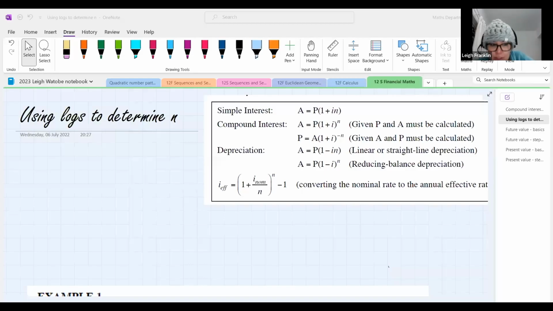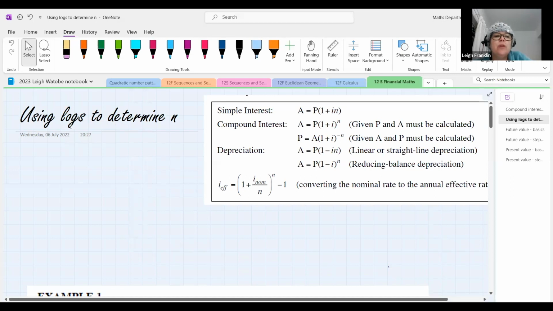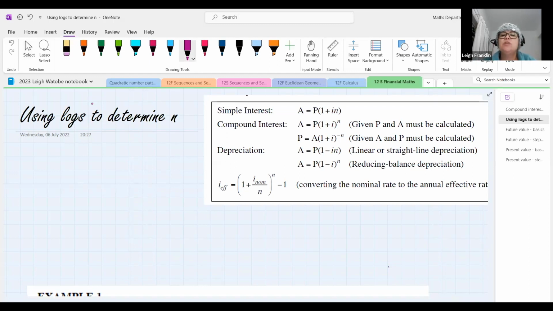Its exponent, you can do this. All right. So usually, when they ask you a question on logs in matric, on calculating the value of n, it's often asked on the reducing balance depreciation formula, but they could also ask it on compound interest if they wanted to. That doesn't come up very often, but future value and present value.